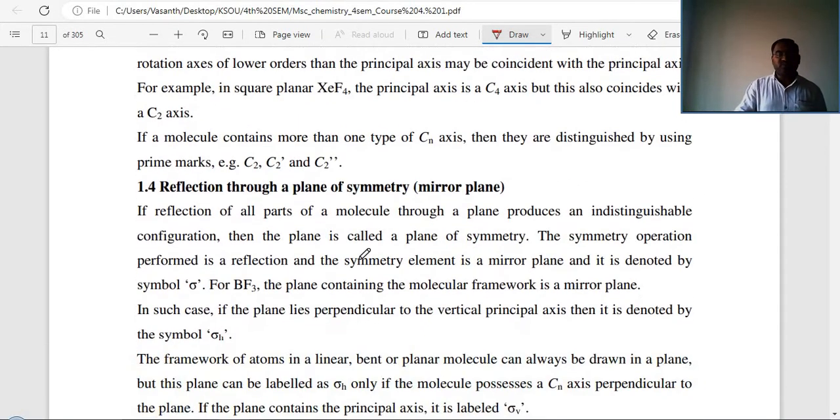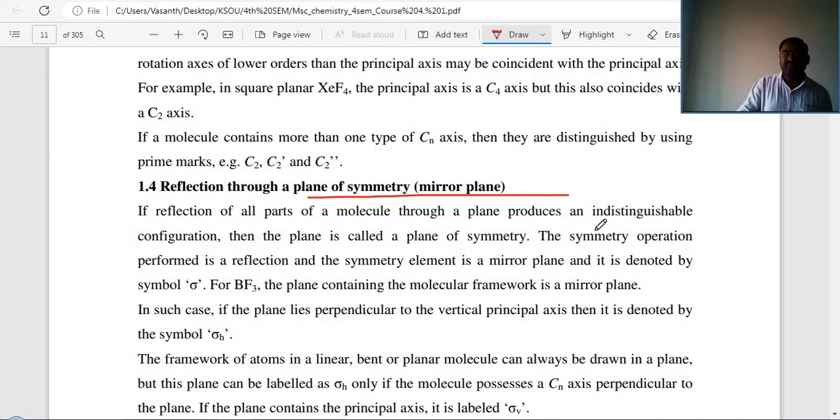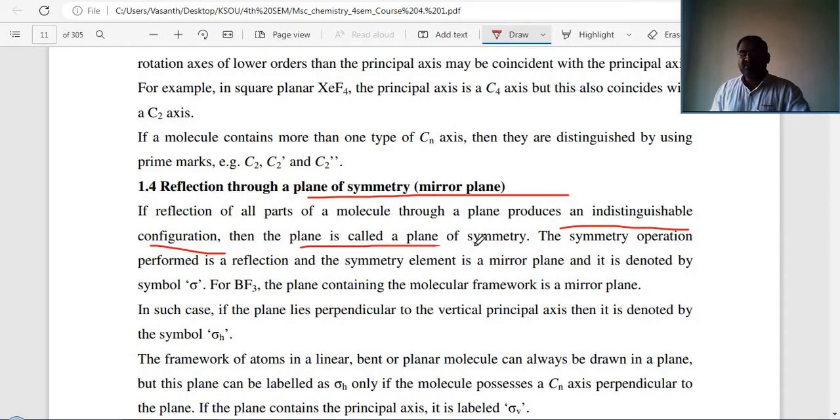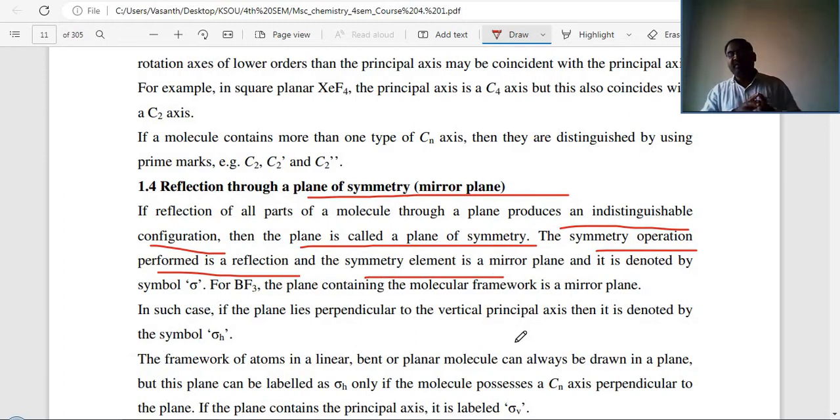What is reflection through a plane of symmetry? That means a mirror plane. The reflection of all parts of a molecule through a plane produces an indistinguishable configuration. Then the plane is called a plane of symmetry. The symmetry operation performed is a reflection, the symmetry element is a mirror plane, and it is denoted by the symbol sigma.